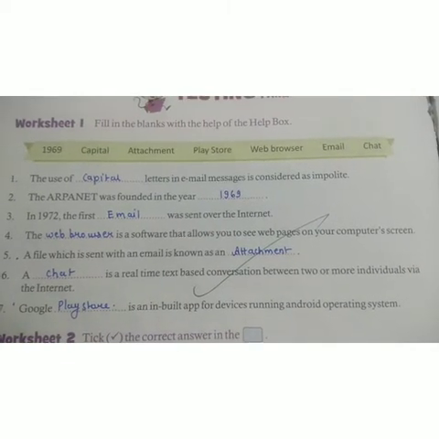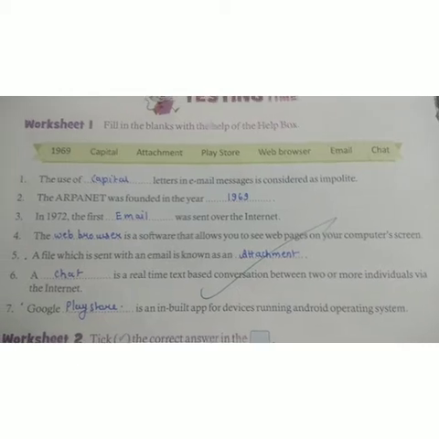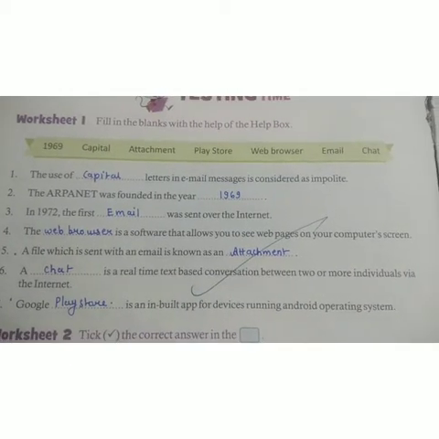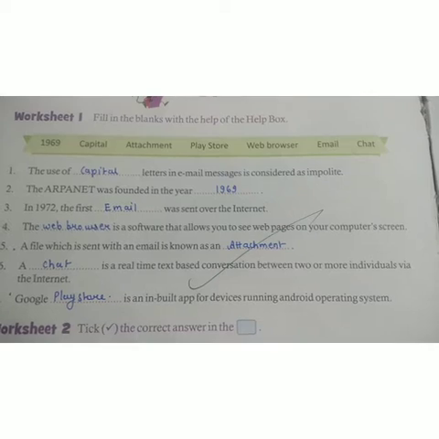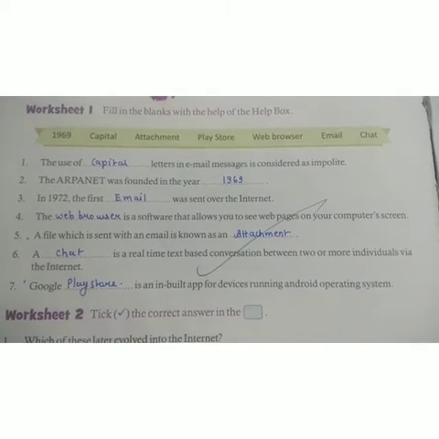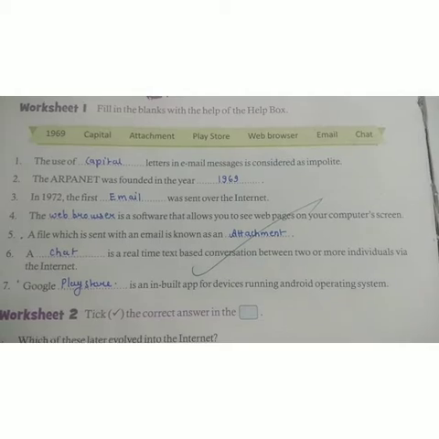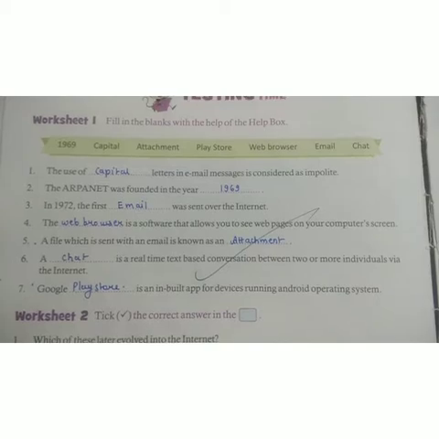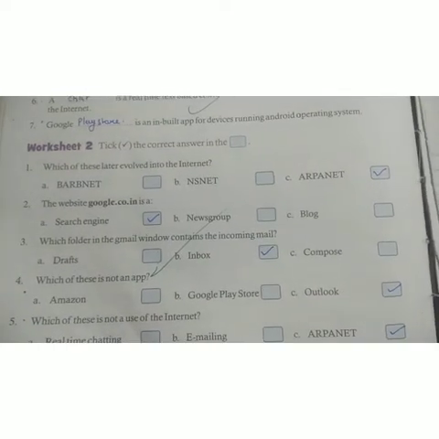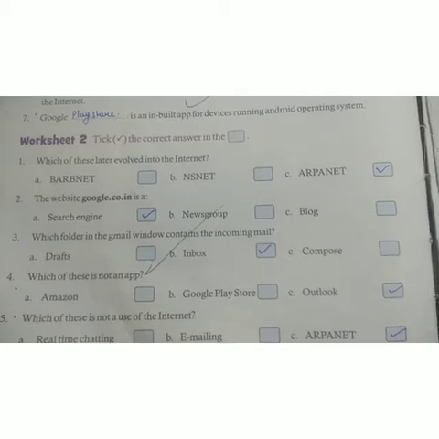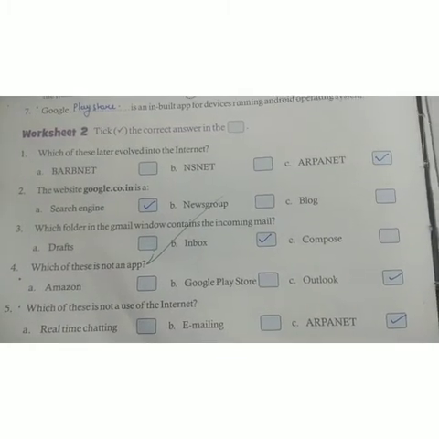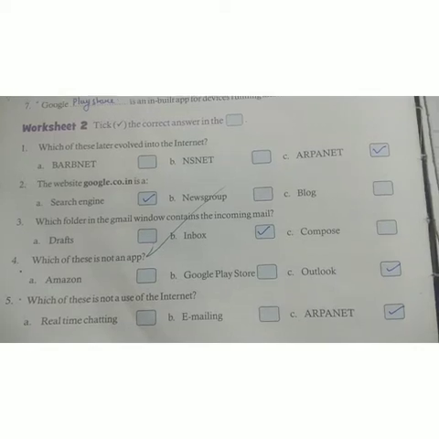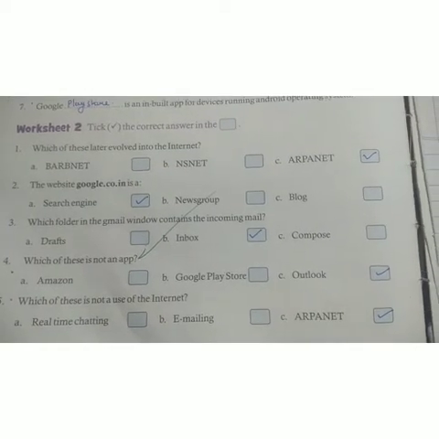Fifth, the file which is sent with an email is known as an attachment. Sixth, a dash is a real-time text-based conversation between two or more individuals over the internet. So it's a chat. Last, Google dash is an inbuilt app for devices running the Android operating system. So next, worksheet number second, take the correct answer in the box. Number first question, which of these later evolved into the internet? It's ARPANET. Second, the website google.com is a search engine. Third, which folder in the Gmail window contains the incoming mail? It's the inbox.